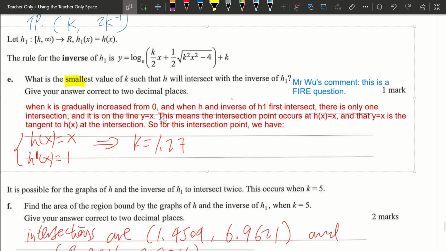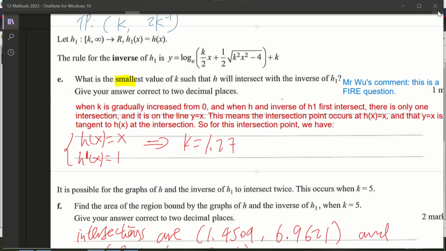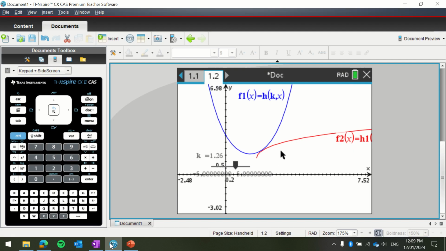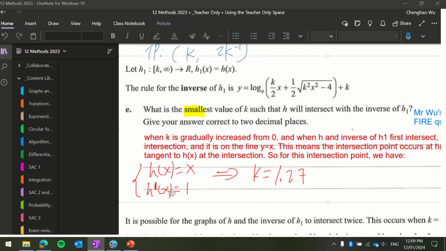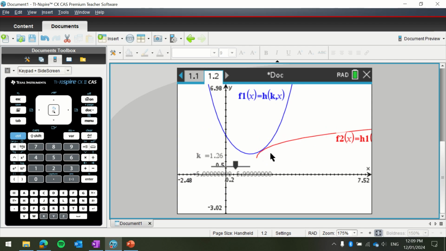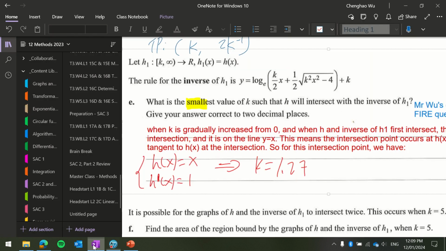When k is gradually increased from 0, and when h and the inverse of h1 first intersect, there's only one intersection, as shown by this graph. I observe that because they're the inverse of each other, this is the inverse of h, and this is h. The intersection between the inverse and the original most likely is on the line y equals x, and I can check this. And of course it is. So that's the observation I make.